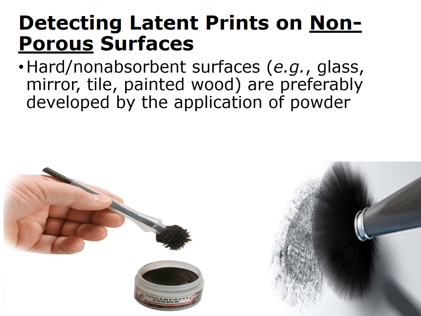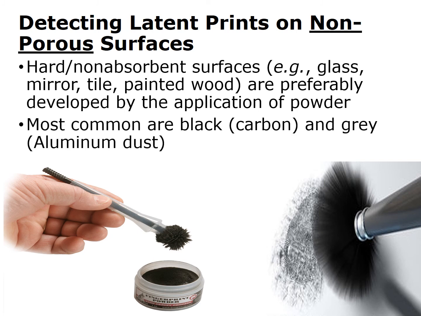If the surface was black, it might be better to use white or light gray powder. However, the black is most common. Generally, this powder is made out of some form of carbon, and gray would be the second most common, and that often is made from aluminum dust.